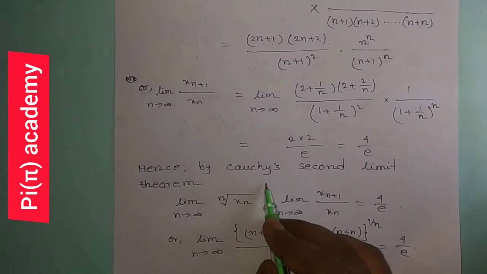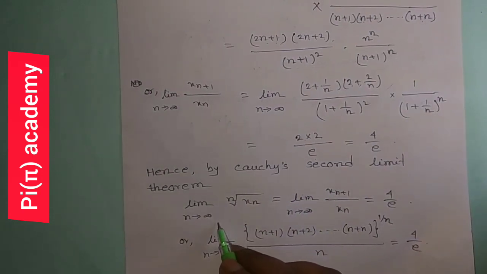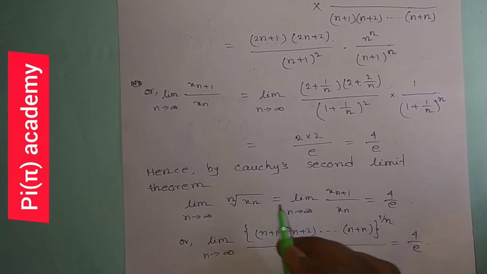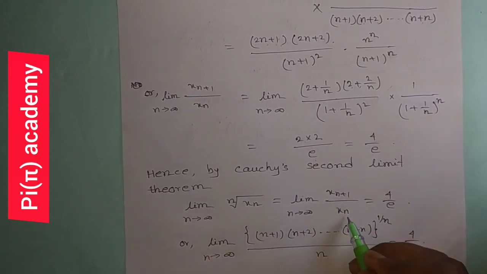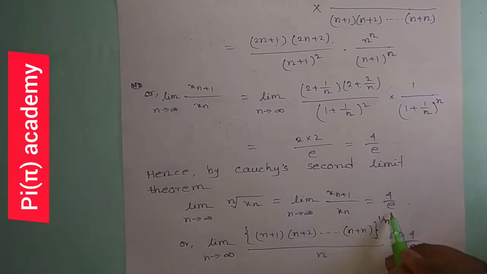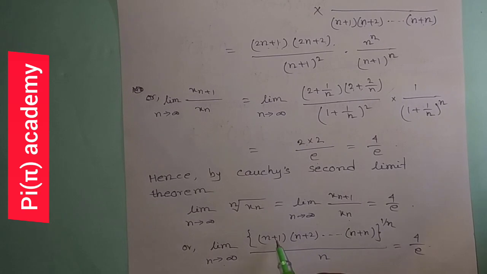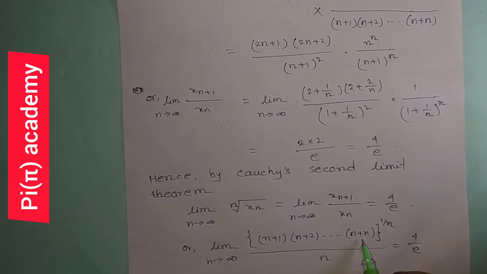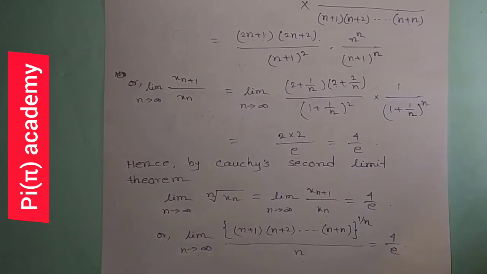Hence, by Cauchy's second limit theorem, limit n tends to infinity nth root of x_n equals limit n tends to infinity x_(n+1) divided by x_n equals 4 by e, or limit n tends to infinity of ((n plus 1)(n plus 2) dot dot dot (n plus n)) whole to the power 1 by n divided by n is equal to 4 by e. Hence the result. And that's all.